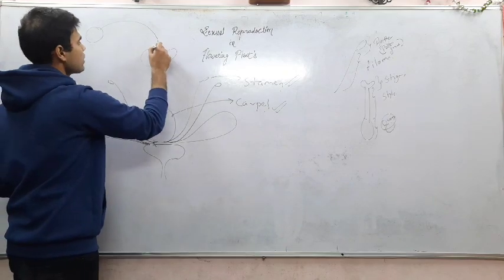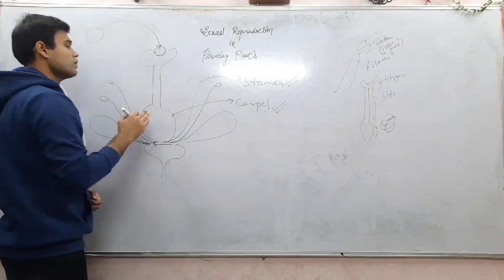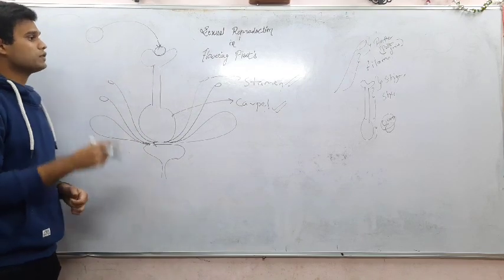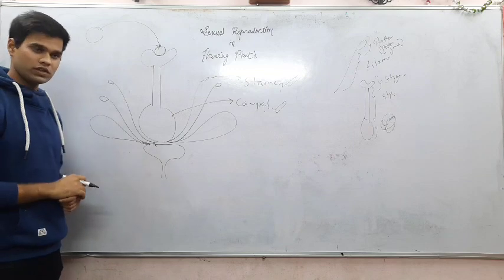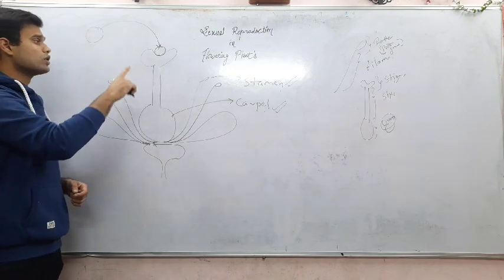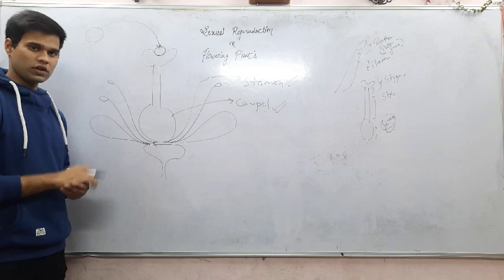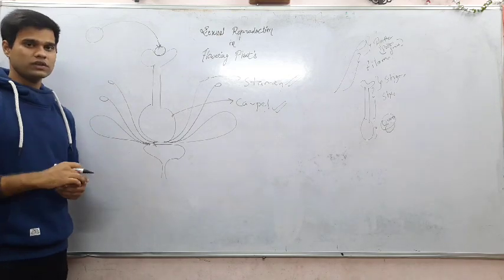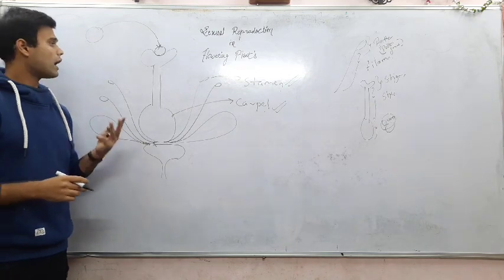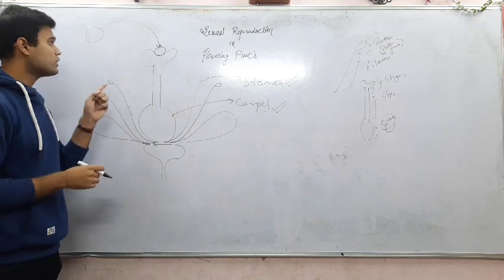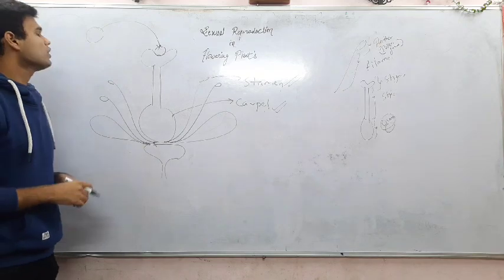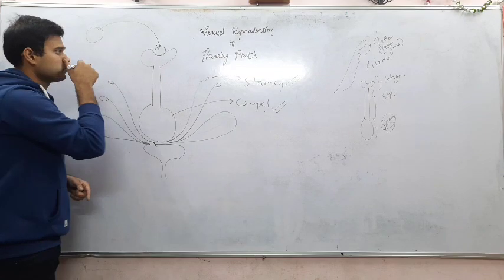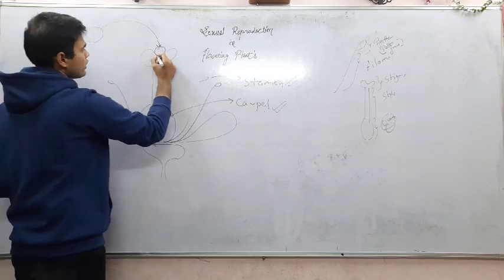The pollen reaches the stigma of the same flower or a different flower. If a pollen lands on the stigma of the same flower, it's called self-pollination. And if pollen lands on the stigma of another flower, it's called cross-pollination. For pollination, there are several agents that work, like air, wind, and insects, that help pollen reach the stigma.